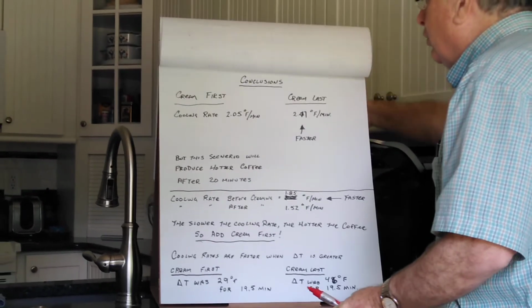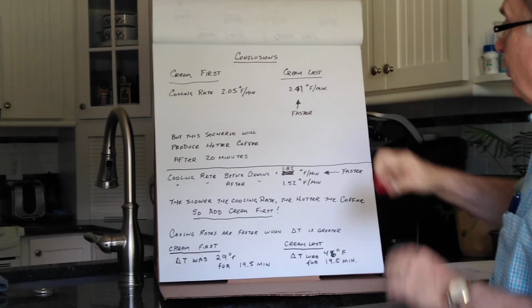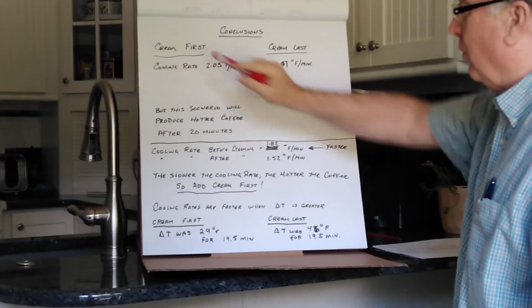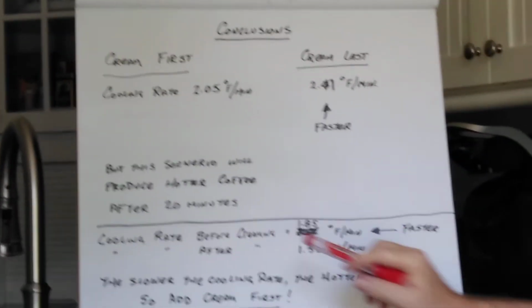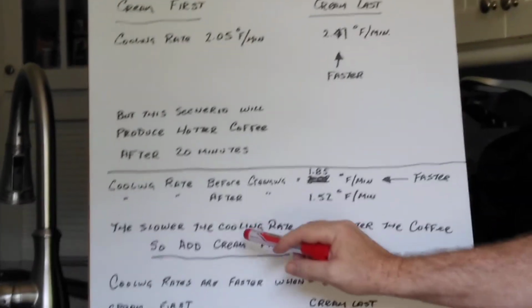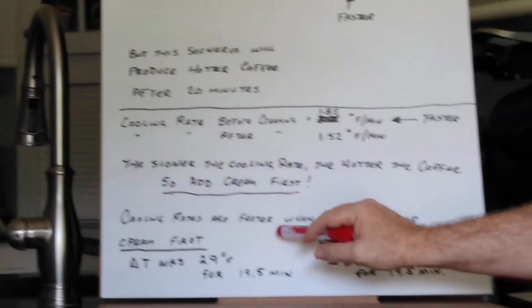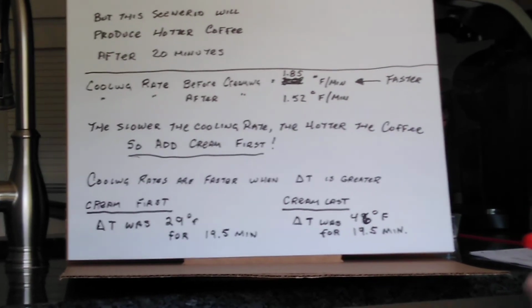And these are our conclusions. Cream last has a faster cooling rate. A hotter coffee, though, is when you add the cream first. And as we talked about earlier, the cooling rate before creaming is faster than after creaming. The slower the cooling rate, the hotter the coffee, so add cream first. And the cooling rates are faster when the delta T is greater. That concludes today's lab on heat dissipation.